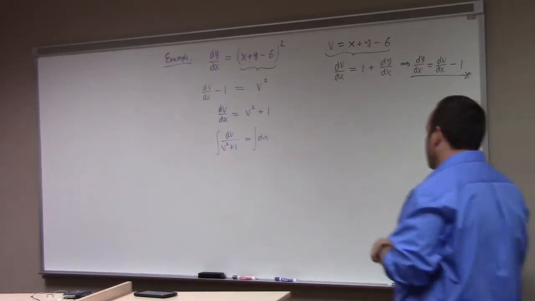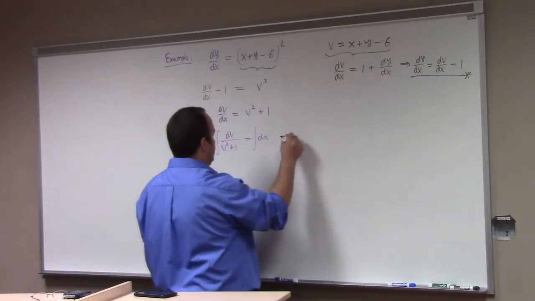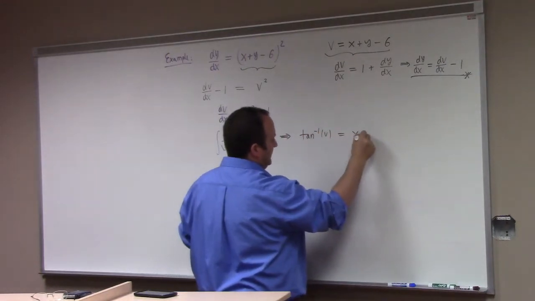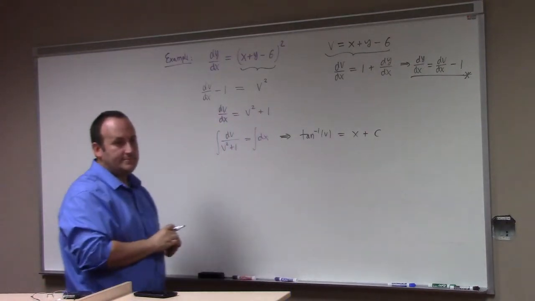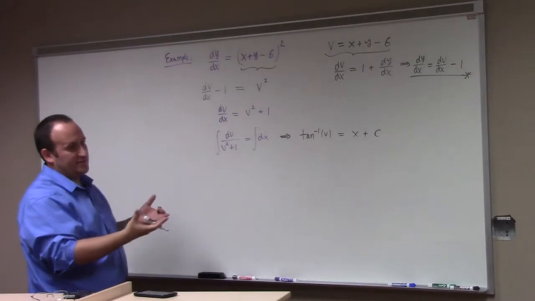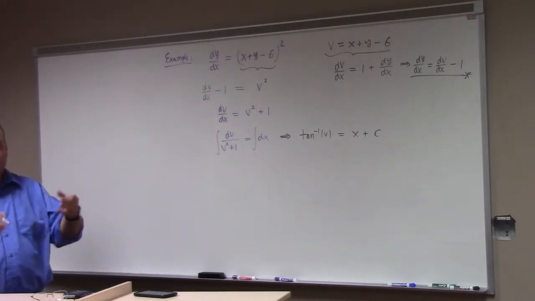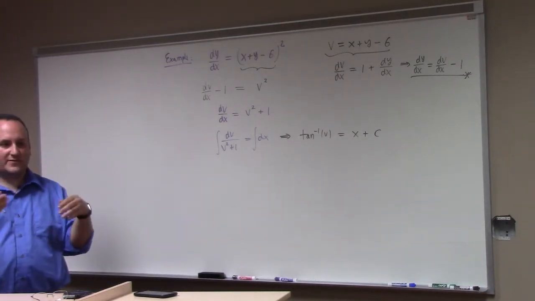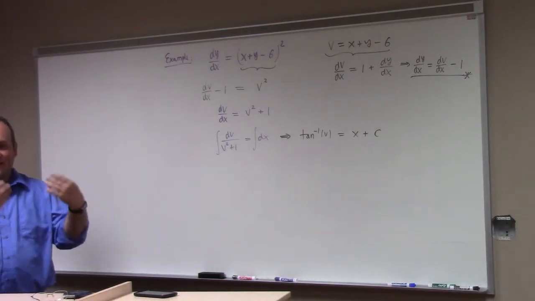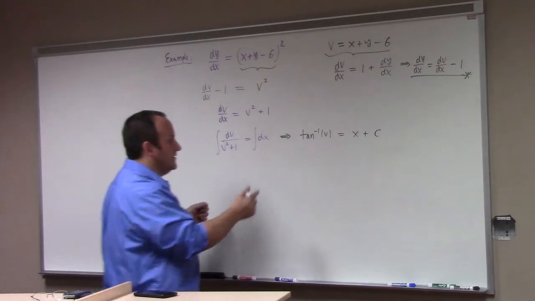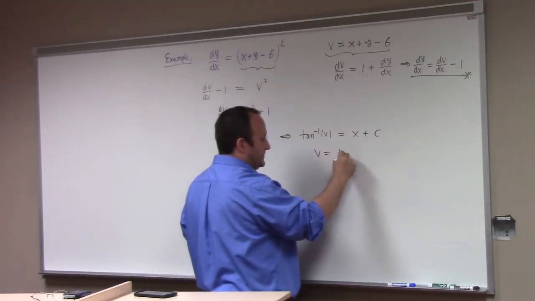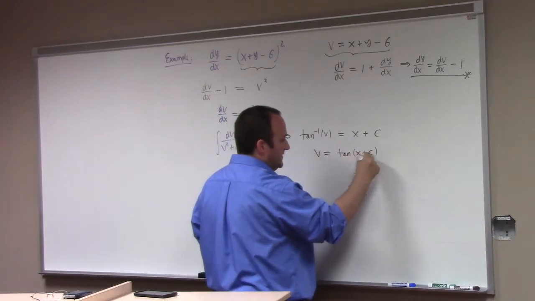All right, so this implies that the inverse tangent of v is equal to x plus a constant, right? And then that's not the answer. You want to undo this, just like when we do u substitution, you don't leave your answer in terms of u. We don't leave our answer in terms of v. We want to go back to x and y in the end product. But I'm going to do a little bit of algebra before I do that. That gives me v is equal to the tangent of x plus c, taking the tangent of both sides.